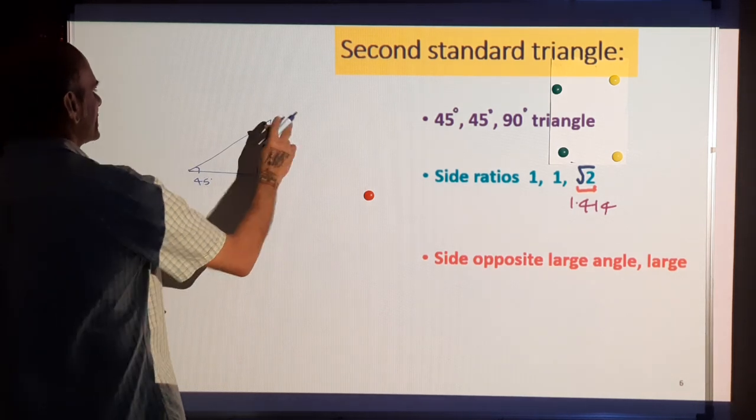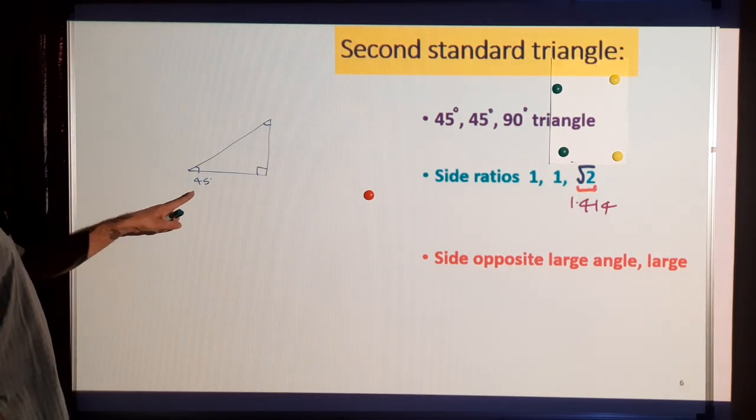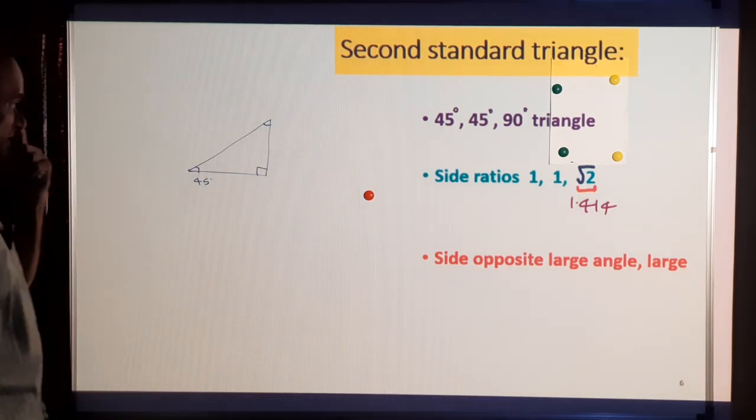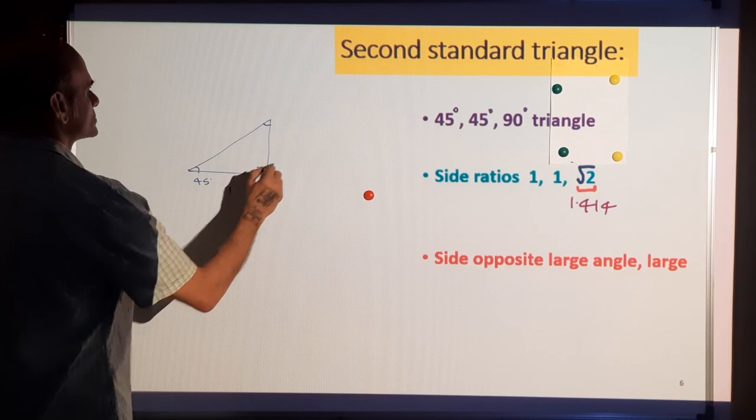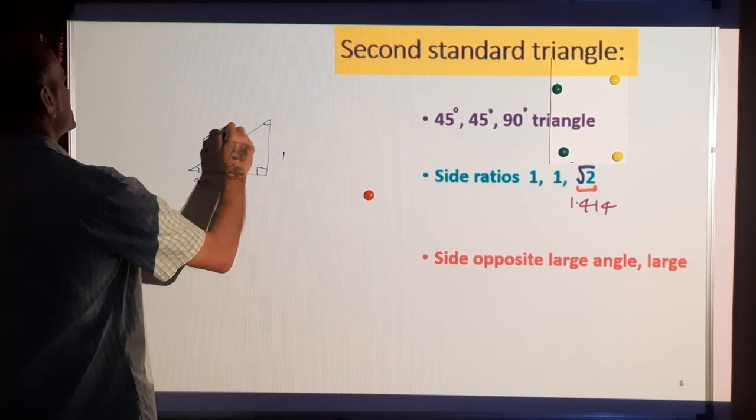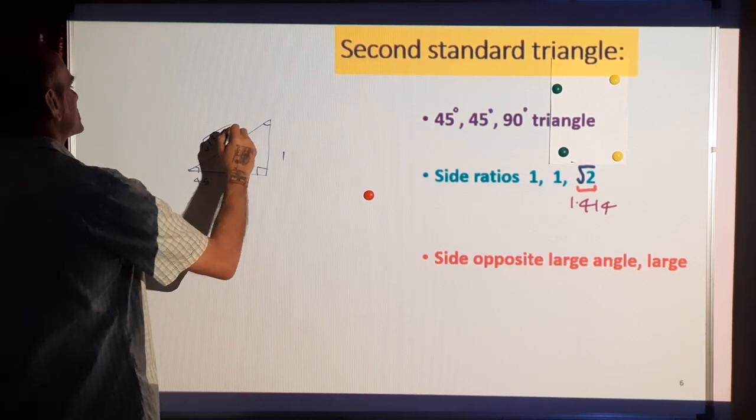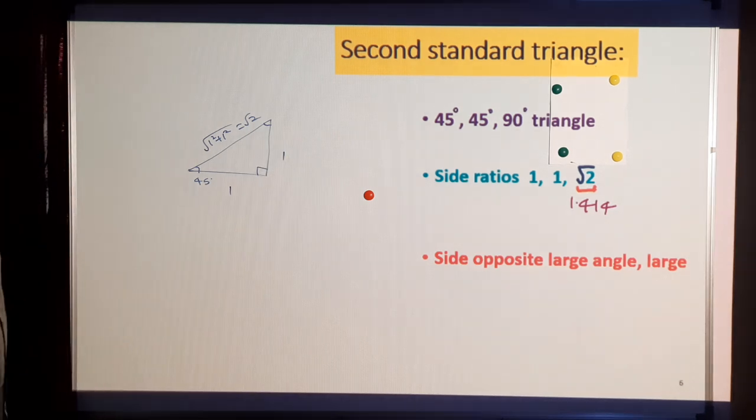Because out of 90, the remaining 90 should be split between these two. One of them is 45, so the other one should be 45. So here, if this thing is 1, 1, I can get this thing by Pythagoras theorem, 1 square plus 1 square, which is root 2. So the sides are in the ratio 1 is to 1 is to root 2.